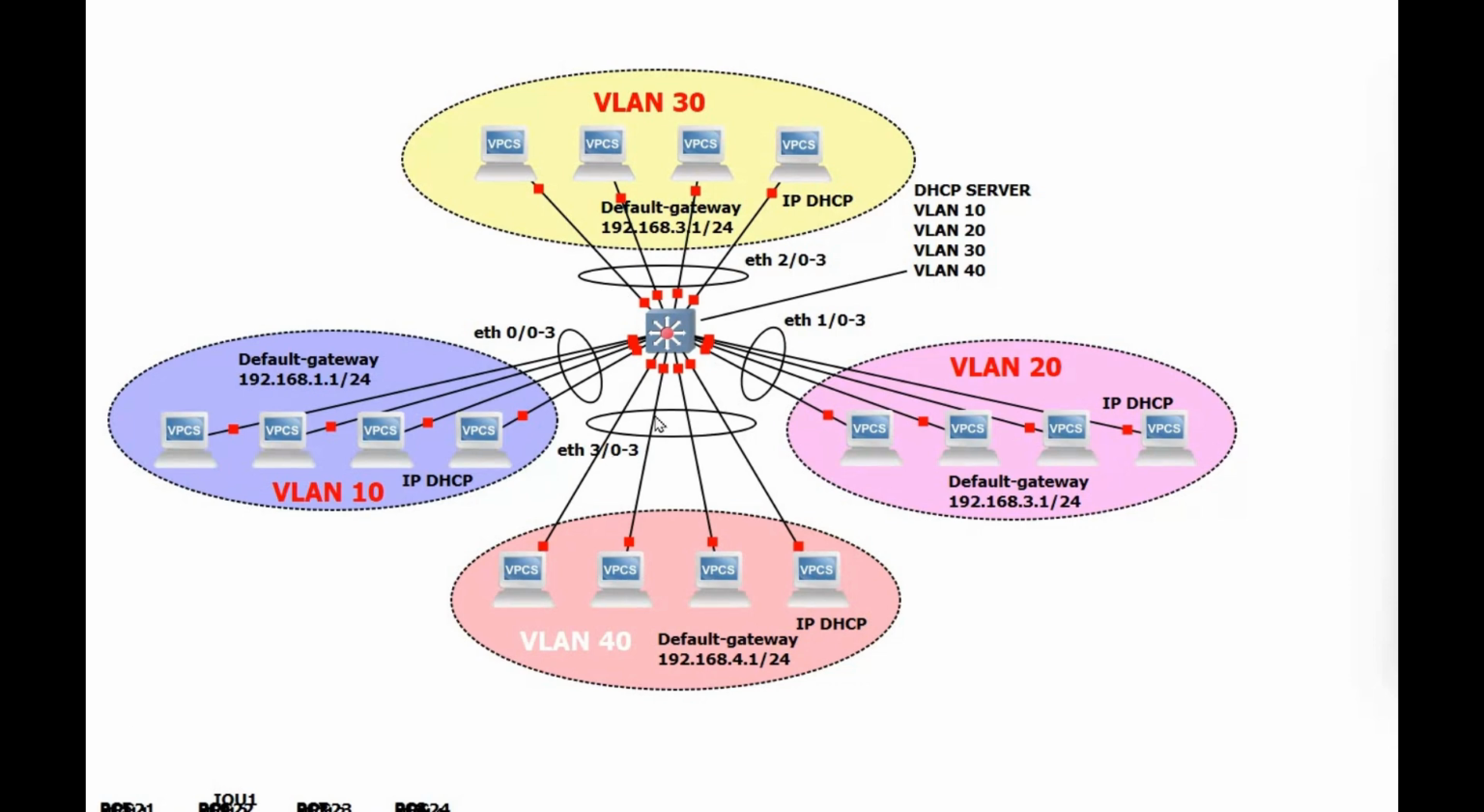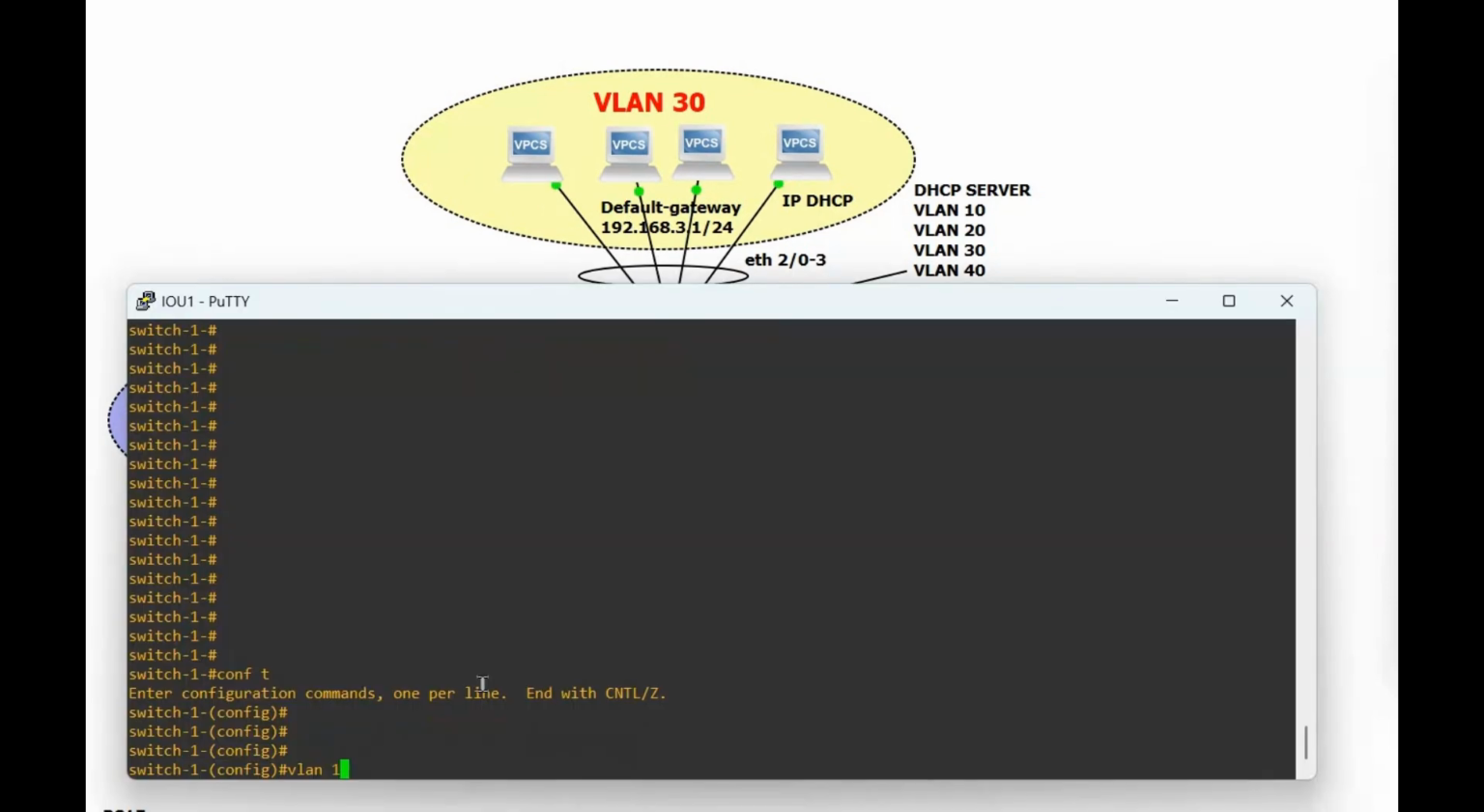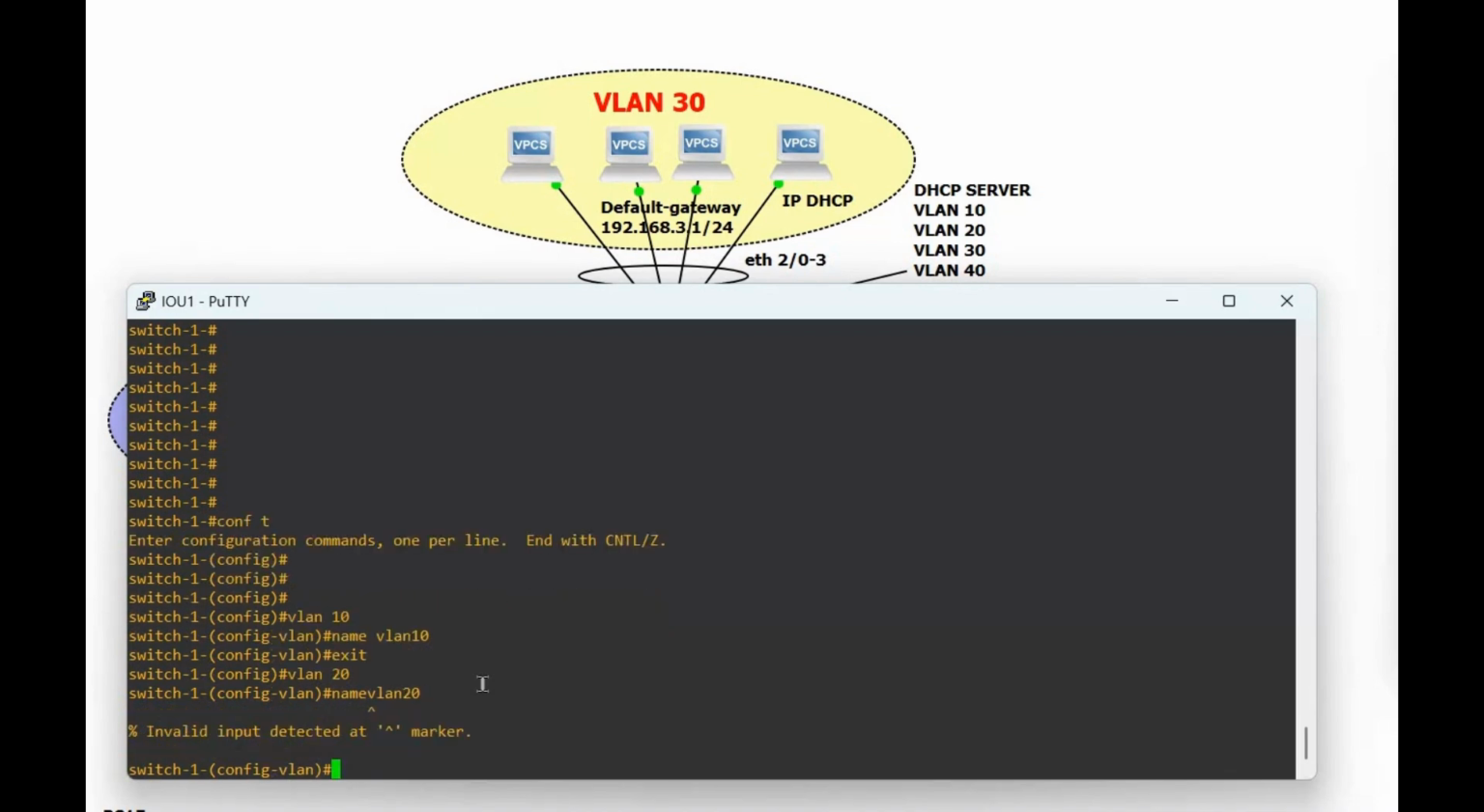So first we configure the VLANs, and after that we are going to assign these ports into their respective VLANs. After that we configure the IP address on those VLANs. For example, VLAN 10, 20, 30, 40. Okay, VLAN 10, name will be VLAN 10. Exit.